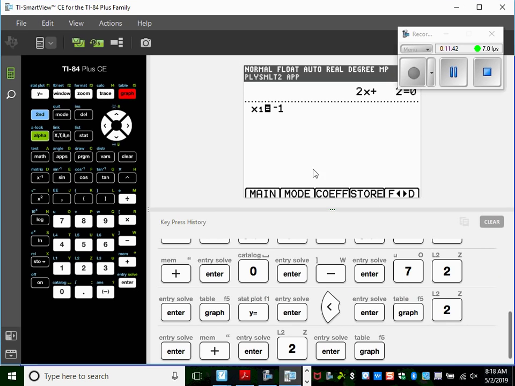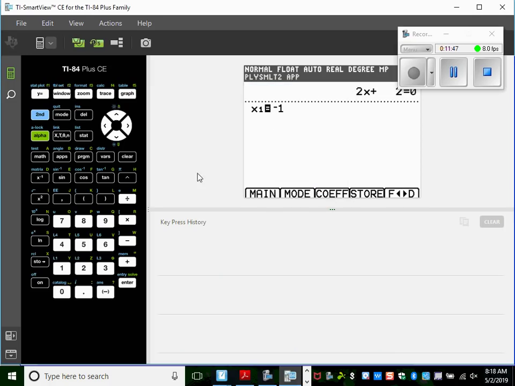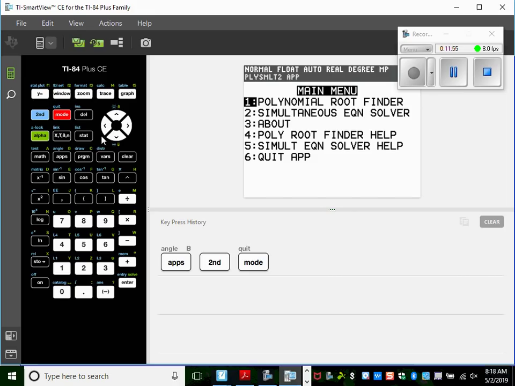Okay, and we're going to, let me clear all of this out. Okay, we're going to go back to our apps. Actually, let me quit out of it. I'm going to hit second mode just to quit, and it took me back here. If you're not here, just hit your apps key. And this time we're going to be doing simultaneous equation solver.